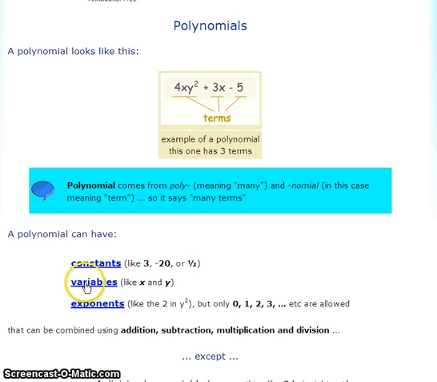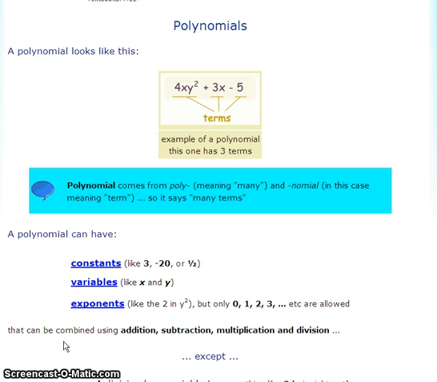You can also have variables. You can have one variable, or you can have more than one variable, like X, Y, A, Z, B, D, any letter of the alphabet pretty much. And exponents that are whole numbers and positive. You cannot have any fractional exponents or any negative exponents.